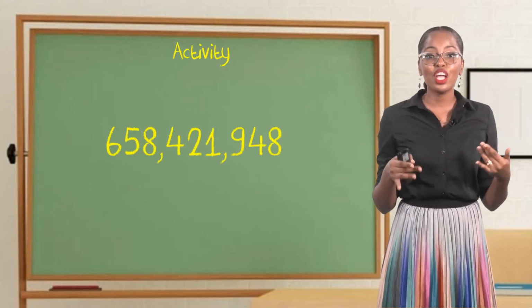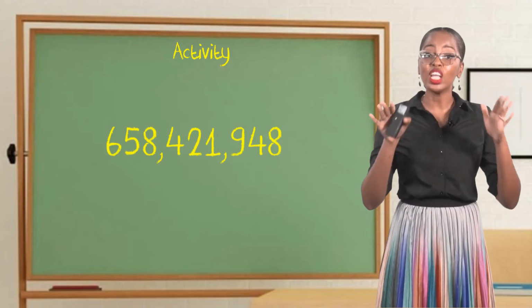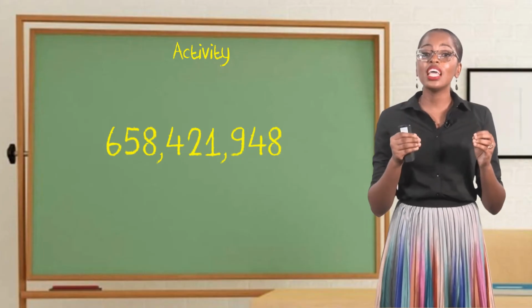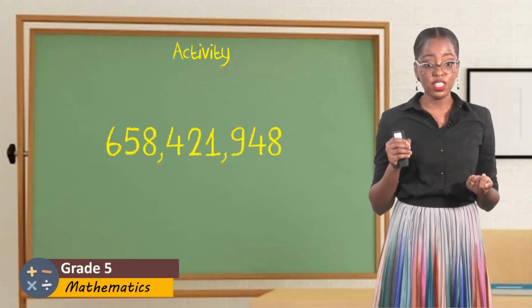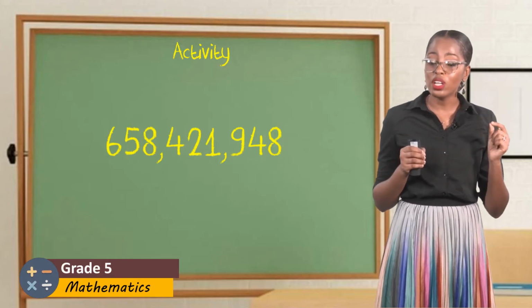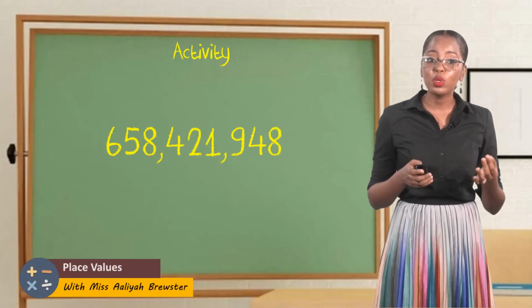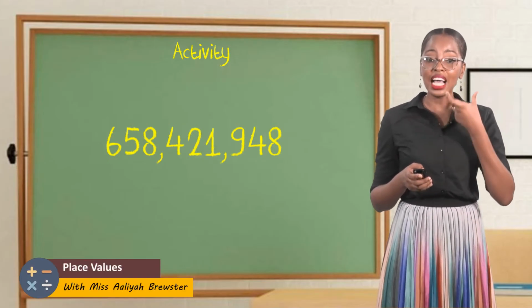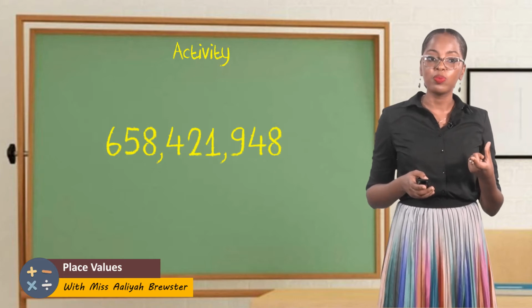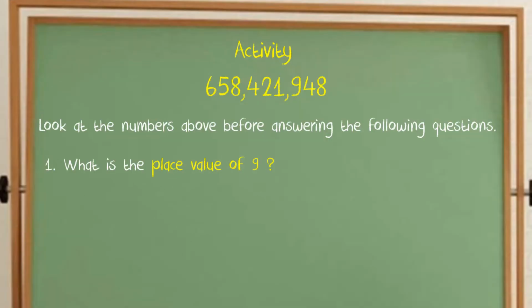I have an activity here for you, boys and girls. It's quite simple and I know you'll get it correct. We're going to examine the number 658,421,948. What we're going to do, we're going to look at that number and then we're going to answer questions based on that number. The first question is, what is the place value of 9? The second one is, what is the place value of 5?